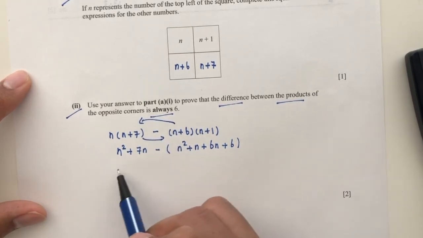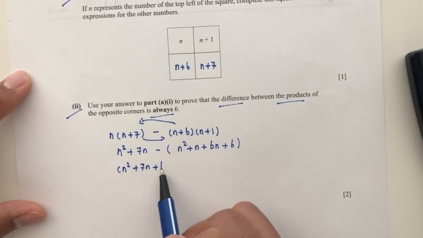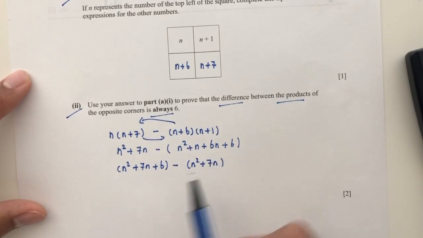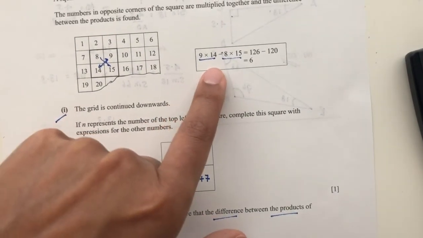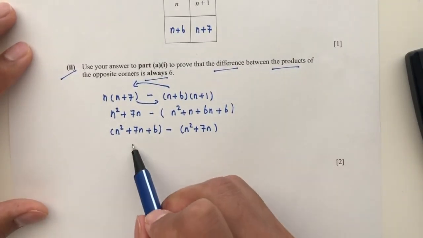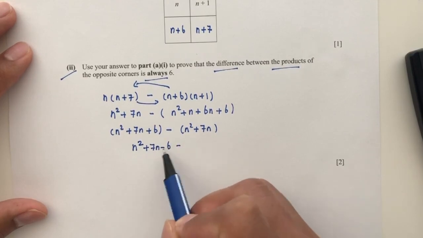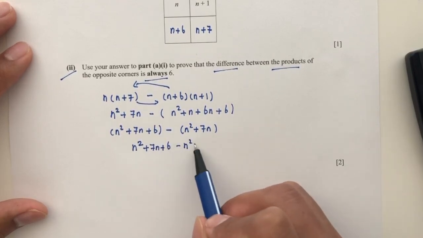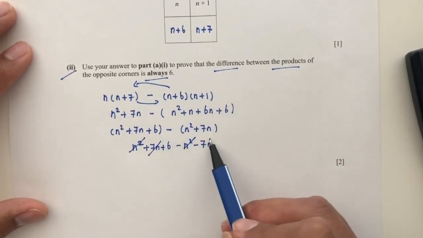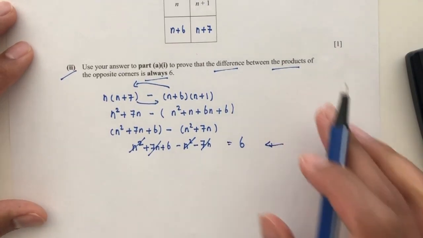So let's do that. It will be n squared plus 7n plus 6 minus n squared plus 7n. It will be this way because we have to follow the same rule given to us. So if you expand, it will become n squared plus 7n minus 6, plus 6 minus n squared minus 7n. So these two cancel, these two cancel, you will have 6. So 6 will always be your answer for the difference.